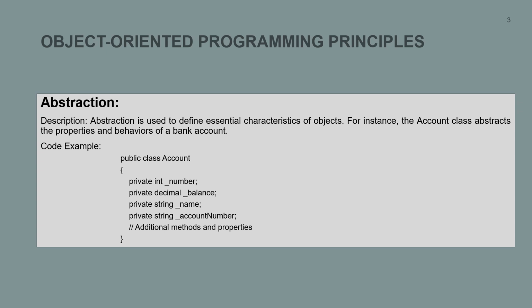If we talk about the code explanation for this, we have maintained the private field balance, which is abstracted by the public property Balance. This property allows getting and setting the balance without exposing the internal implementation.